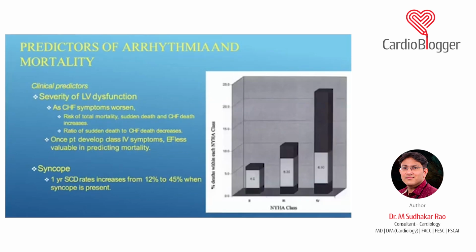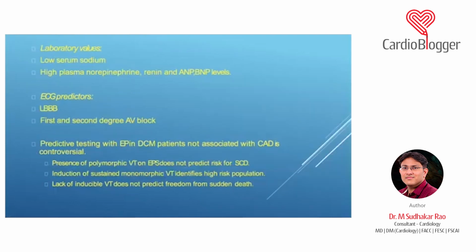And what are the predictors of arrhythmia and mortality in patients with dilated cardiomyopathy? One, severity of LV dysfunction. I told you, as the LV dysfunction worsens, they have more VT and arrhythmia. Patients who have decompensated or advanced heart failure are more likely to develop a VT. If the history of syncope is there, then they have high chances of mortality. If they have a high NYHA class, the chances of sudden cardiac death are more. In the laboratory parameters, if they have a low sodium level and if they have high sympathetic levels like norepinephrine, renin, or BNP levels, then they have high chances of sudden cardiac death.